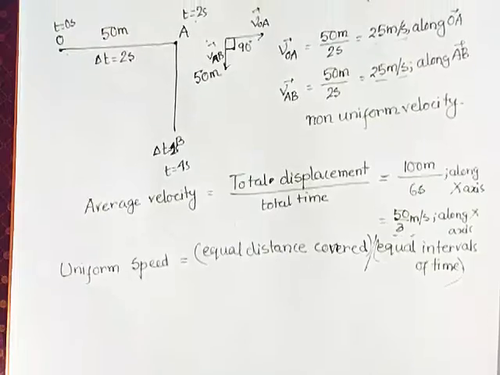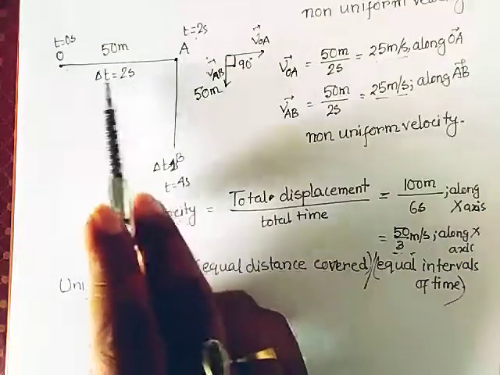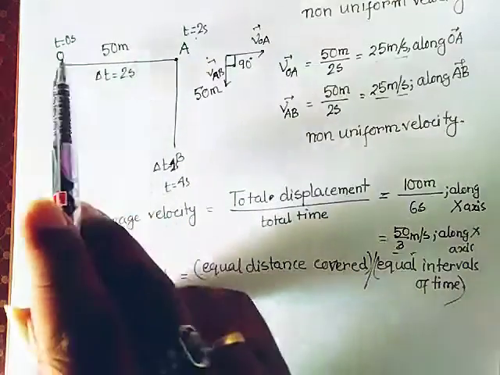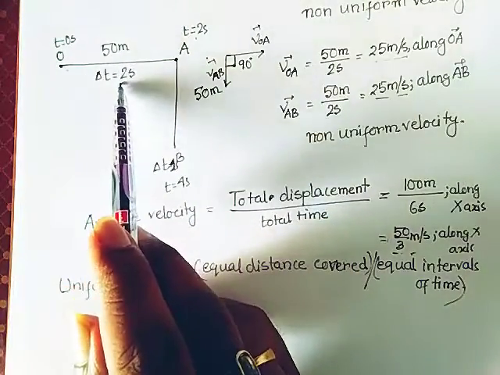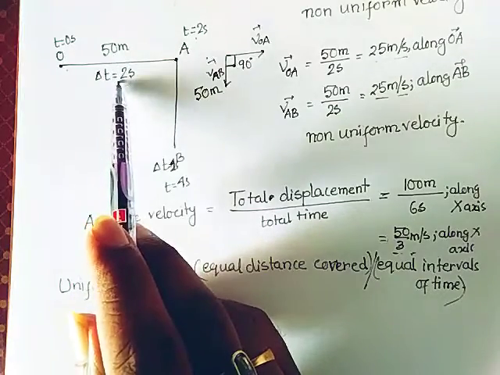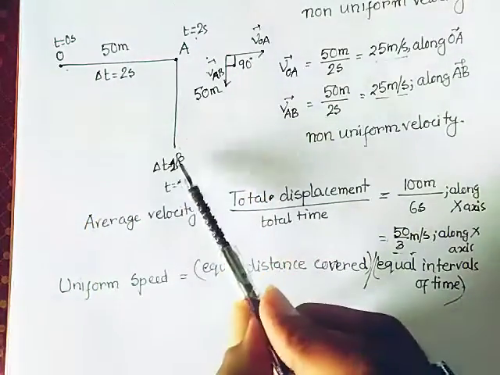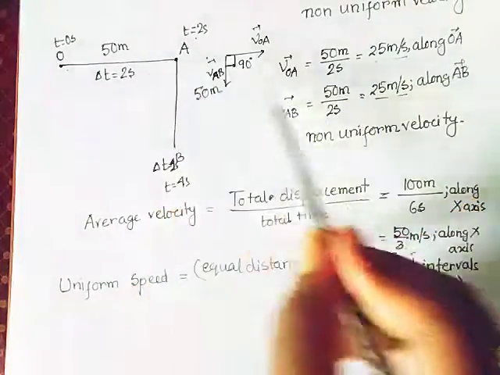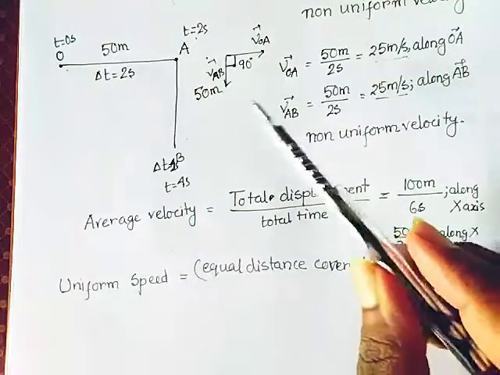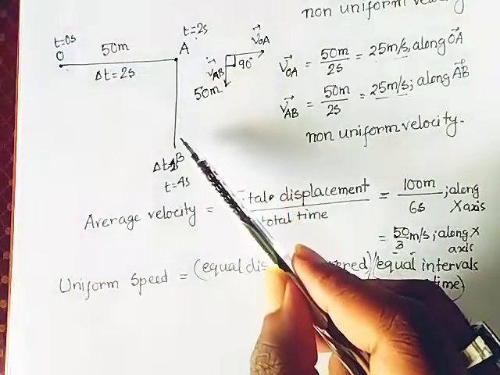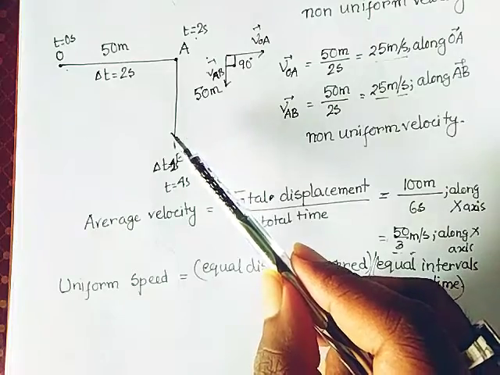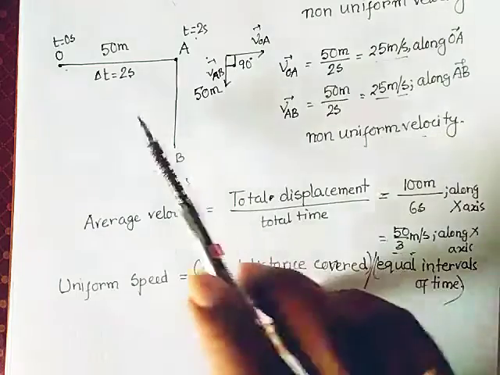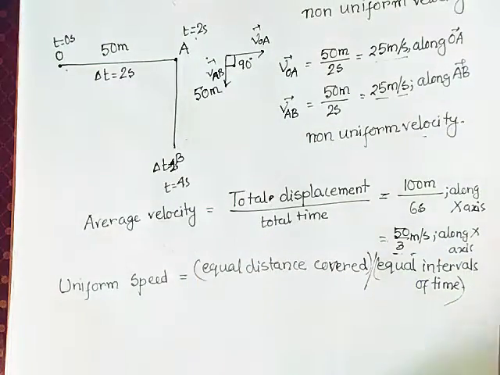Just like here in this example, the particle is in uniform speed, because in each section the distance is 50 meter and the time interval is 2 seconds, so it is 25 meter per second, and it is also 25 meter per second. So in this example, in the OA section and the OAB section, its speed is 25 meter per second. It is not changing, but the direction is changing. That's why it becomes a non-uniform velocity, but the particle is moving with the uniform speed.